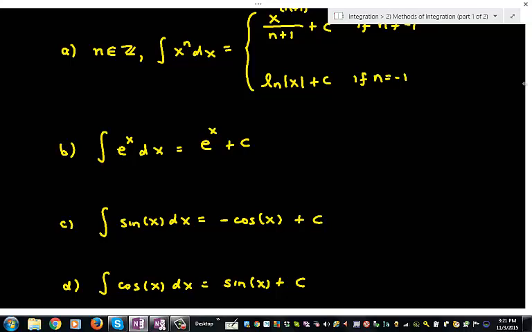Two things I want to draw your attention to. First, notice that all of these formulas have the constant of integration because these are all indefinite integrals.